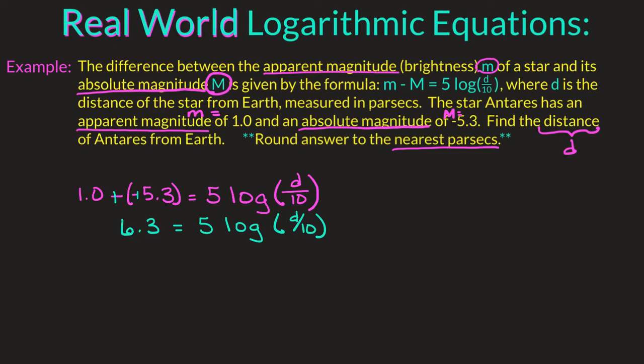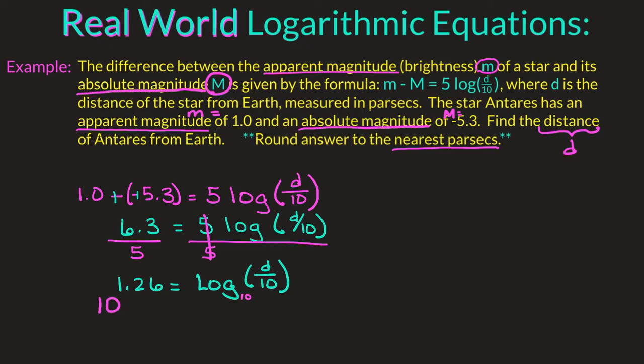Now, again, we're trying to isolate the log. So that means now we're going to divide both sides by 5. The 5s will cancel, and that gives us 6.3 divided by 5. And that's going to give us 1.26. So 1.26 equals the log of d over 10. Now we need to get rid of this log. The only way to get rid of the log is to exponentiate both sides by the base of the log. Our base of the log is not written, but it's understood to be a 10. So we're going to exponentiate using 10 on both sides.